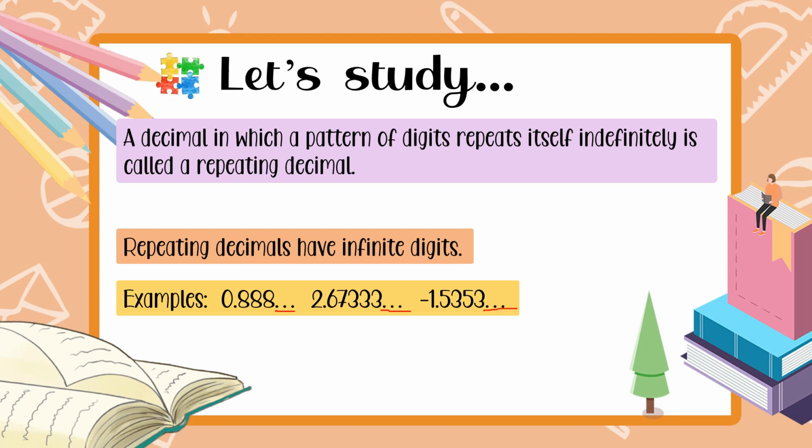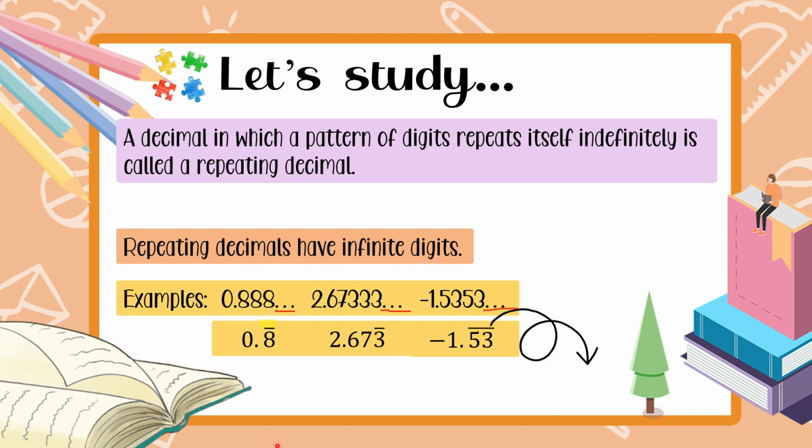Now, there is also another way of writing repeating decimals. So, let us write 0.888 like this one. Okay? So, as you can see, meron tayong bar sa ibabaw. Okay? Next, we have 2.673, pero yung 3 ay meron ding bar sa ibabaw. And then, lastly, we have negative 1.53. Since the repeating digits is 5353, so there is a bar above the numbers 5 and 3. So we call that bar vinculum.